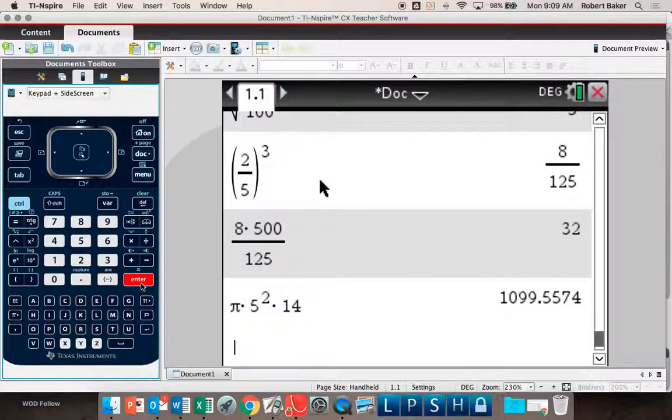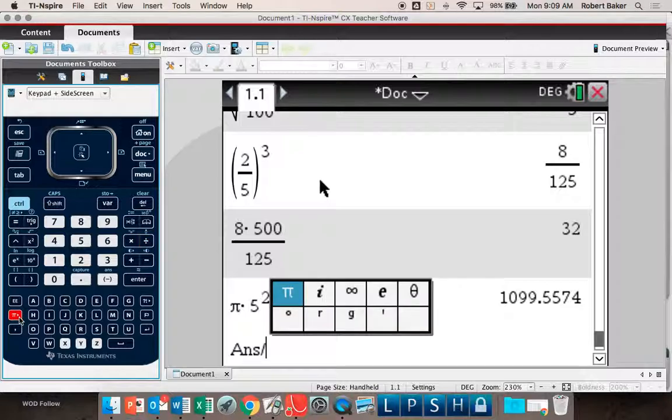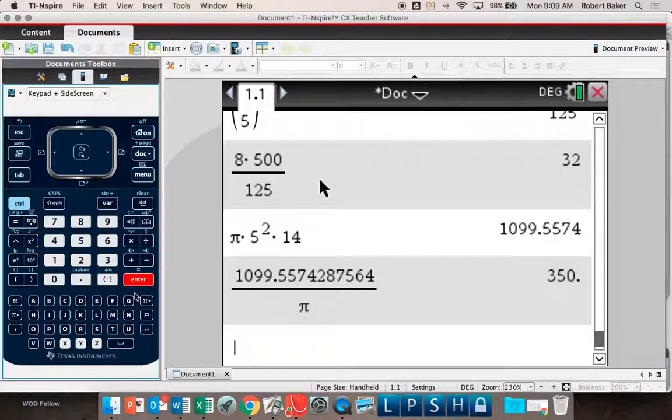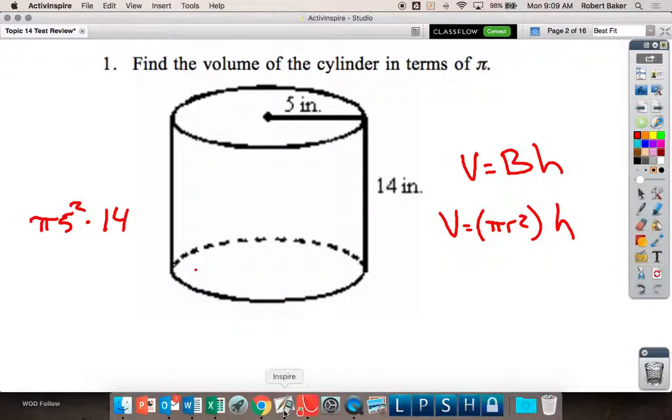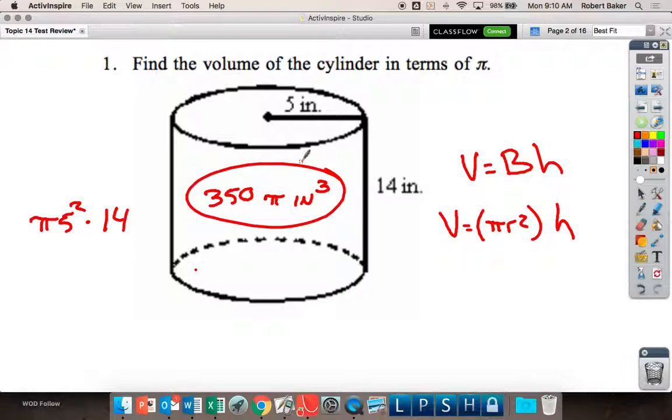The volume as a decimal is 1099, but it wants the answer in terms of pi. So you just divide it by pi. And it says that it should be 350 pi's. So the answer is 350 pi's, the volume of that shape. Make sure you have the correct answers. Our units, 350 pi inches cubed, or the decimal 1099. They mean the exact same thing, and it's multiple choice, so you can change them however you need to.